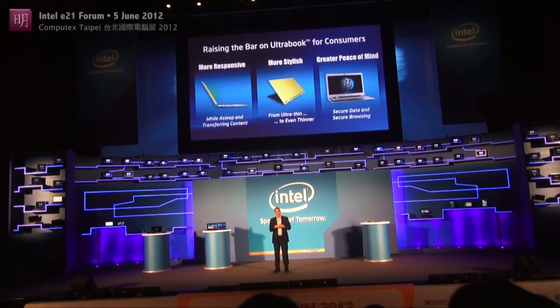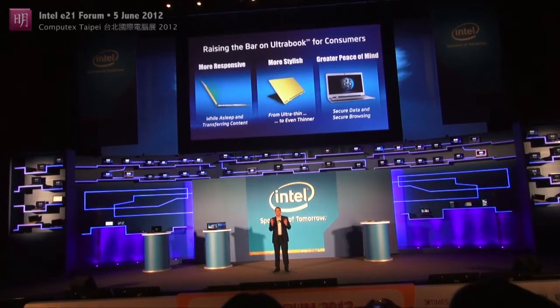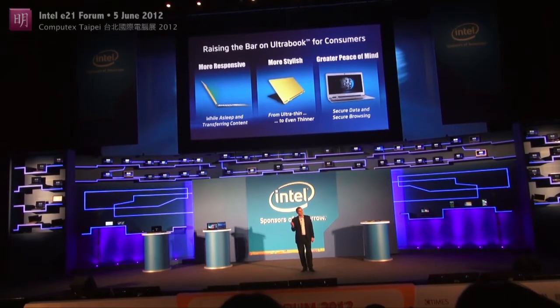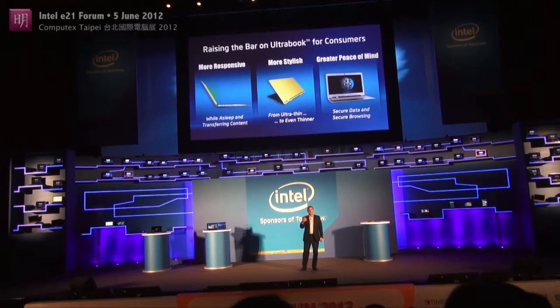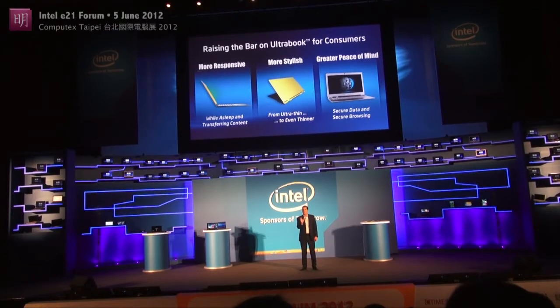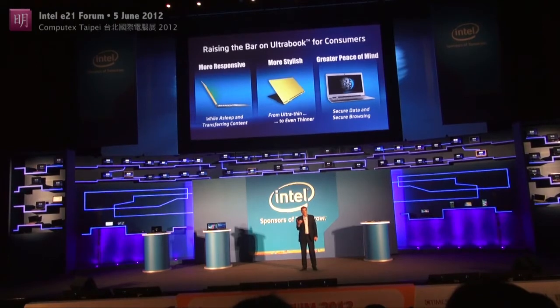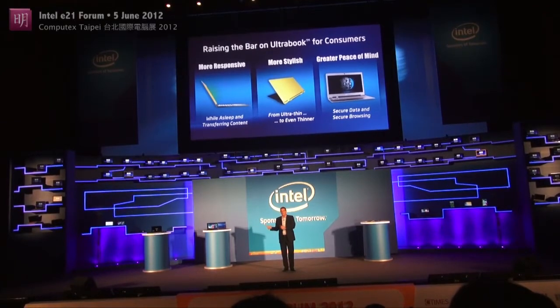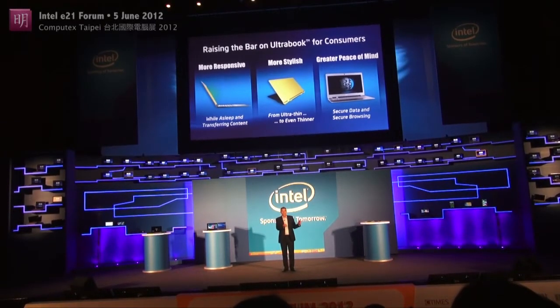And then finally, there's the greater peace of mind and security. This is increasingly becoming more and more important, whether we realize it or not as consumers. Businesses get it. I think consumers probably don't quite get it yet. Last year we talked about anti-theft and identity protection. Anti-theft protects your data if your Ultrabook is stolen. Identity protection helps you securely shop and bank online. Both very important. Nobody wants to lose the asset, your Ultrabook, nobody wants to lose their data.